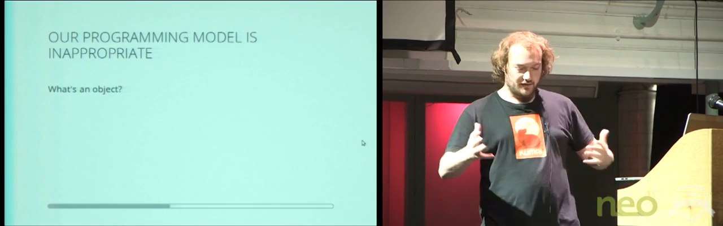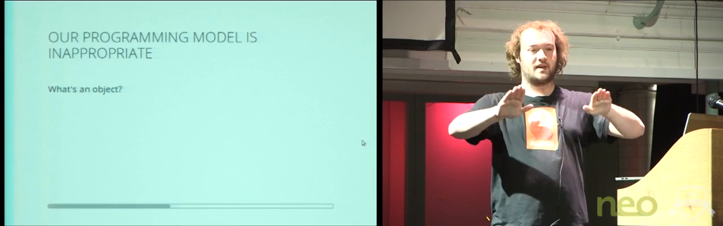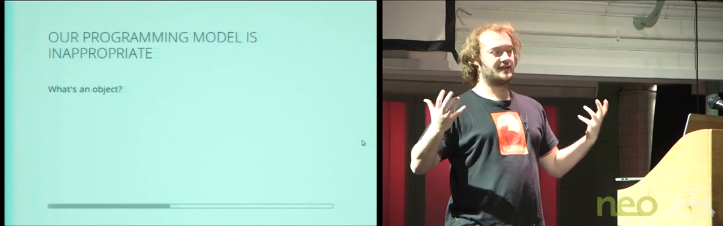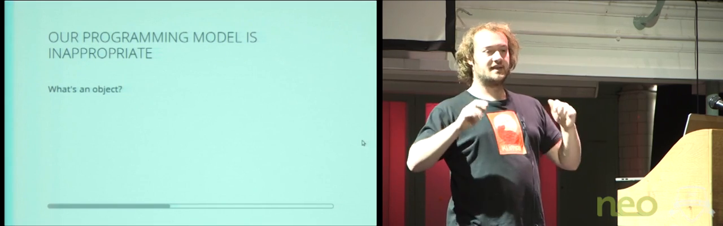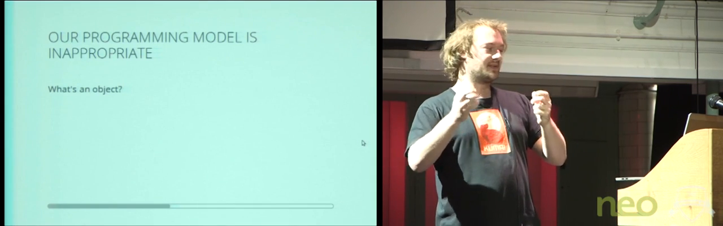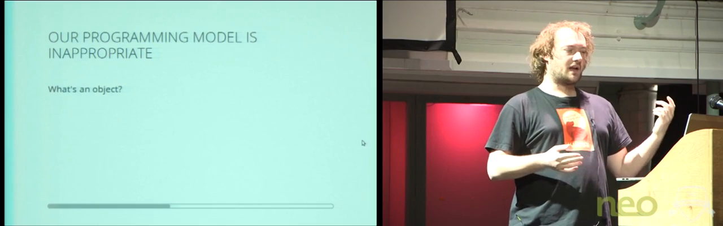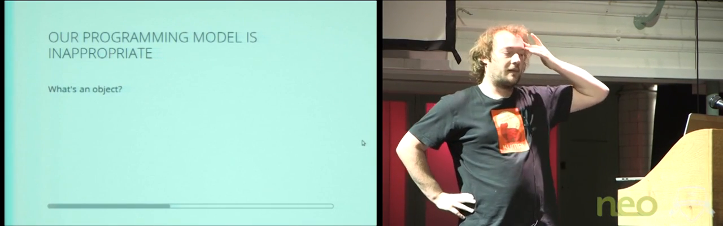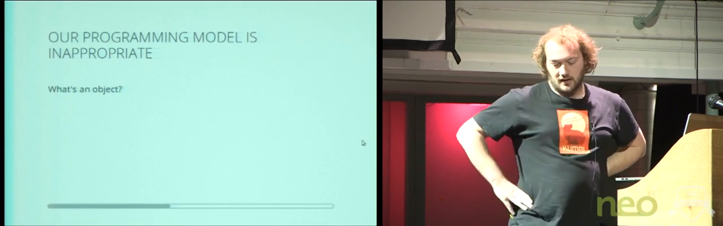So there are events. Anytime you have two separate entities, you need this for them to collaborate. You need this concept of events. But our programming model doesn't seem appropriate for that. I'm talking about the object-oriented model.